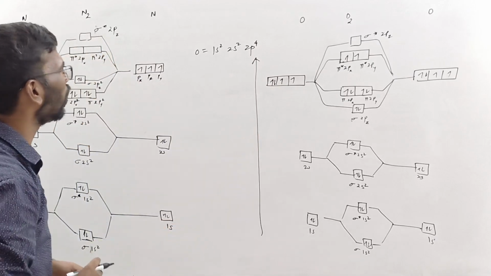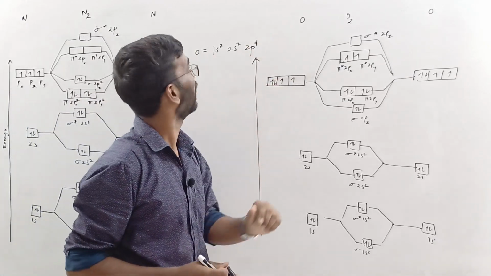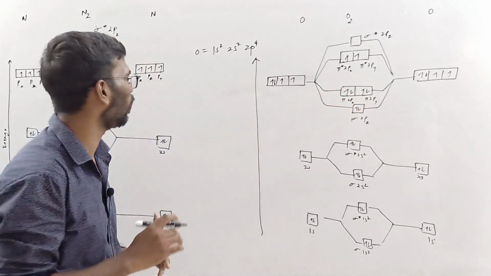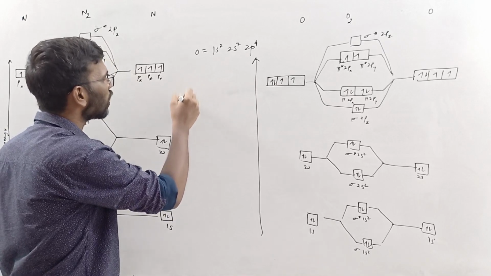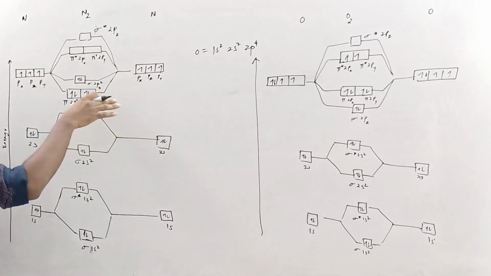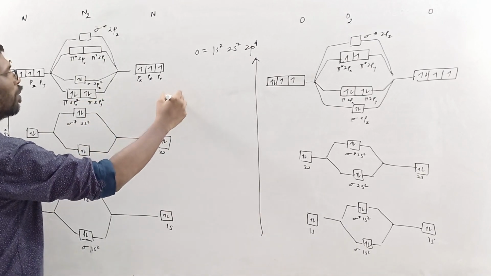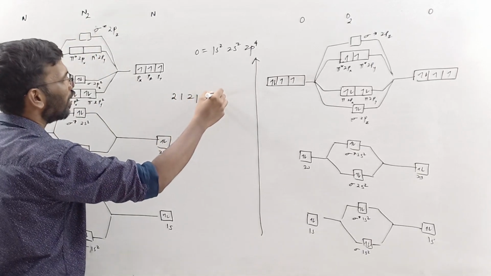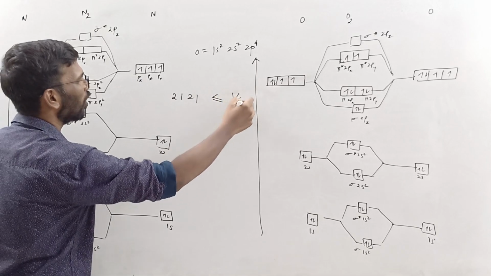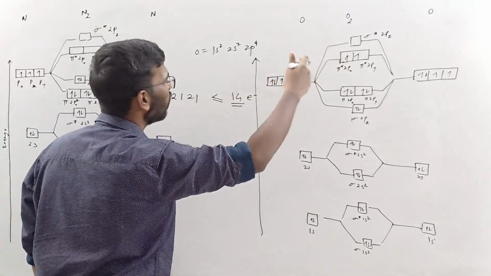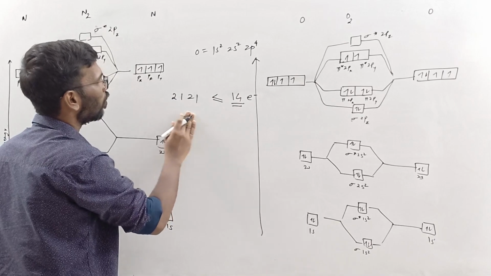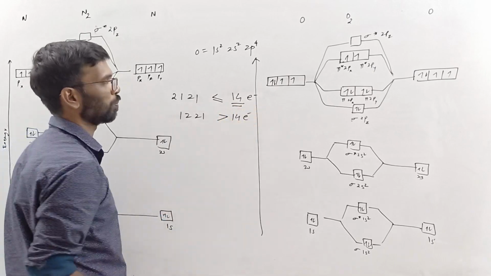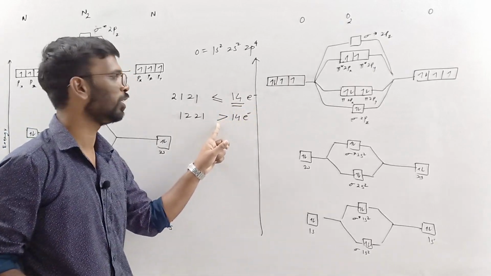What change have you made with respect to the nitrogen molecule and the oxygen molecule? Only this is a change, this is flipping. As a trick, just remember this number. For electrons equal to or less than 14, remember 2 1 2 1, meaning 2 orbitals, then 1, 2, 1. That is for less than or equal to 14 electrons. And for more than 14 electrons, remember 1 2 2 1. It is more than 14, not equal to 14.